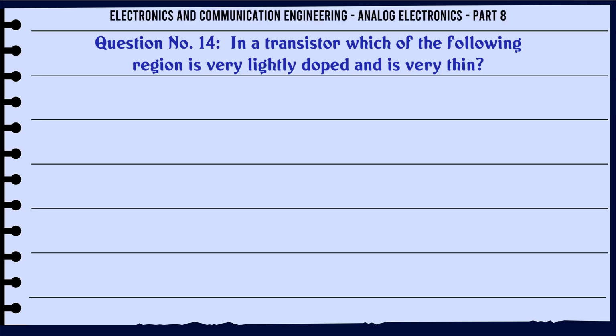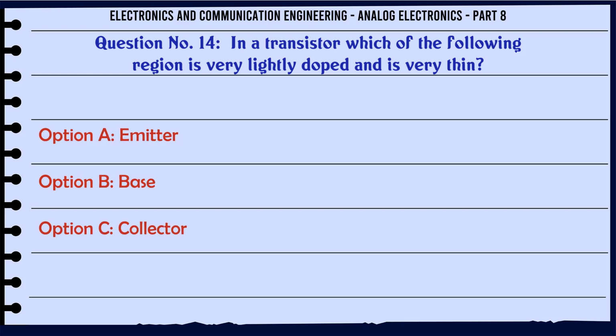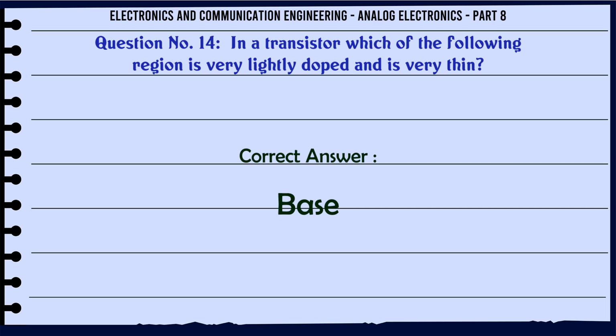In a transistor, which of the following regions is very lightly doped and is very thin? A, emitter. B, base. C, collector. D, none of the above. The correct answer is base.